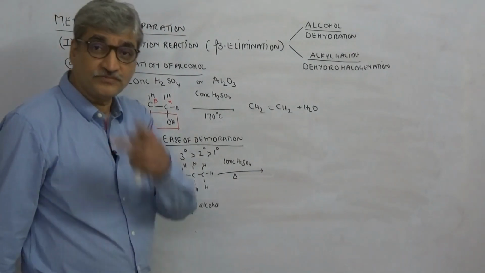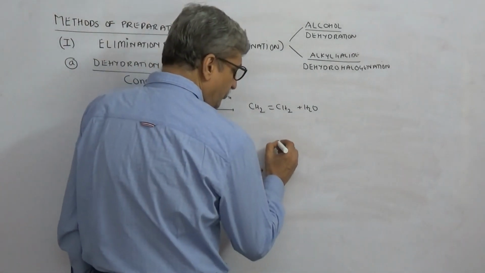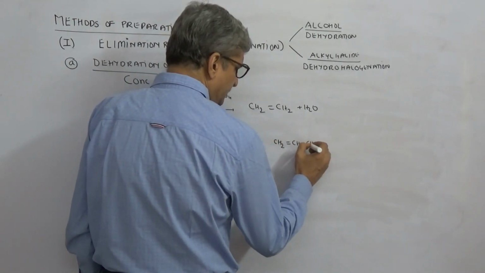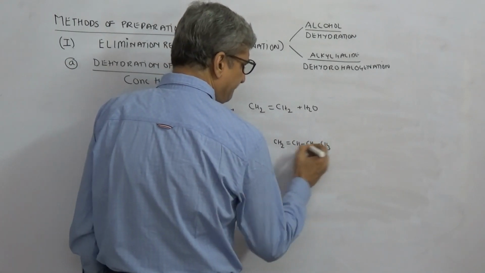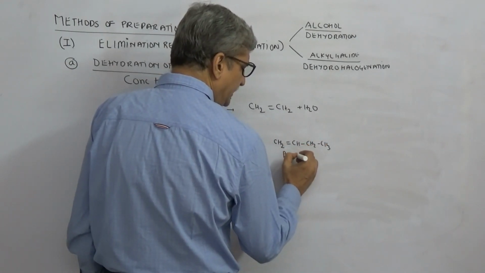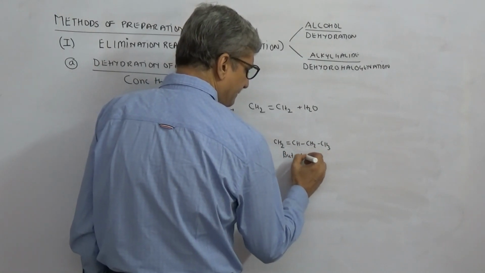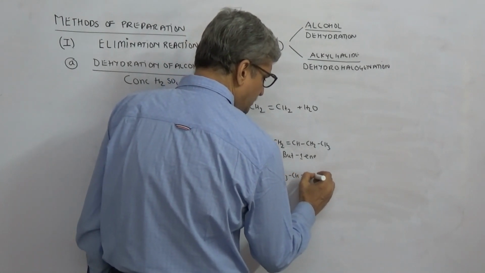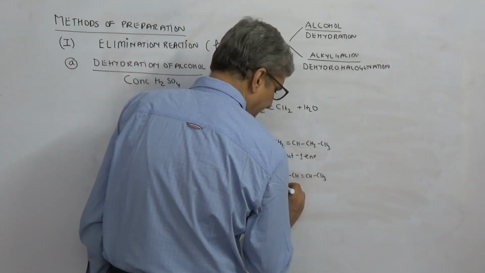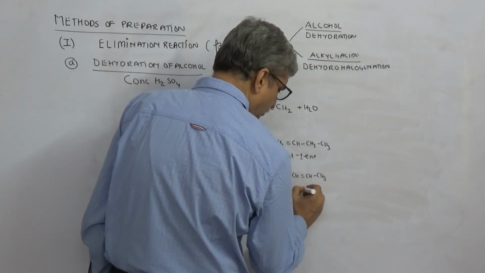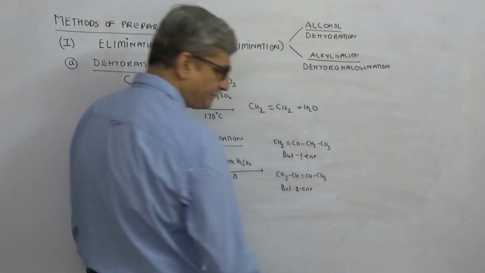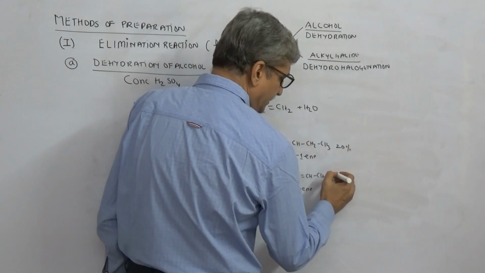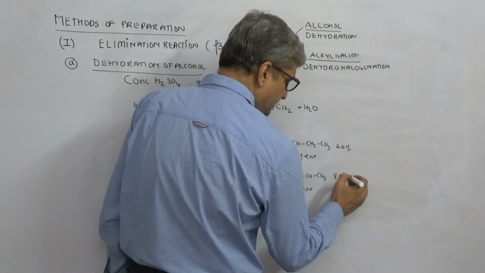So what happens is it forms two different products. You get CH2 double bond CH, CH2 CH3. This is but-1-ene, and you get CH3 CH double bond CH, CH3. This is but-2-ene. So we find that but-1-ene is 20% and but-2-ene is 80%.